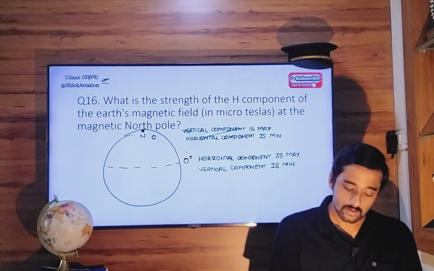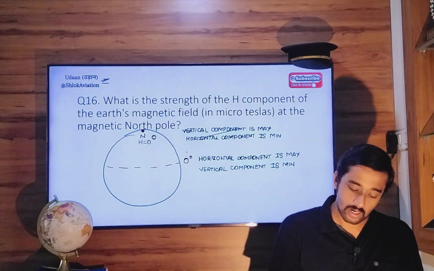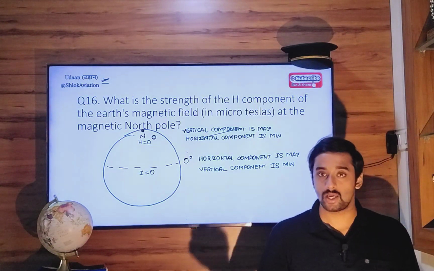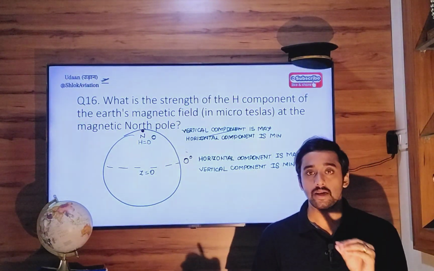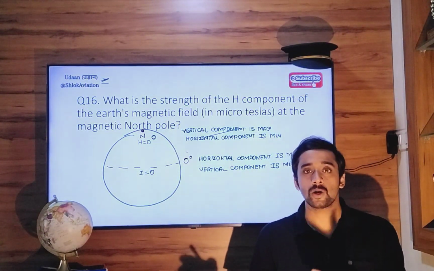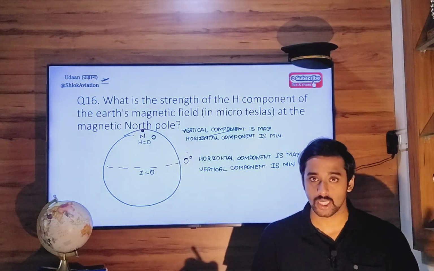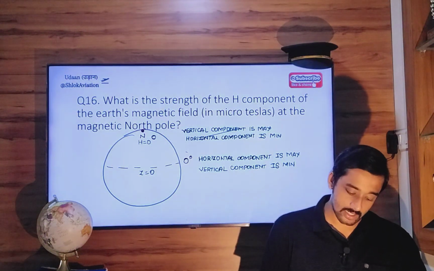And over here, at the equator, the vertical component is zero. Okay, and your magnetic compass requires the horizontal component of the Earth's magnetic field to function. So question 16 will be answer 0.